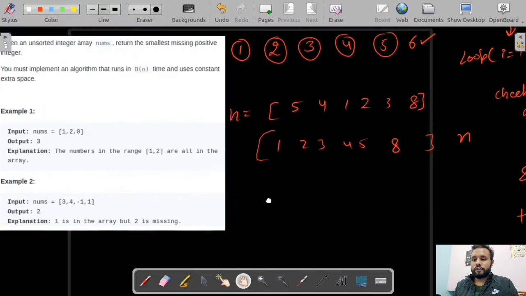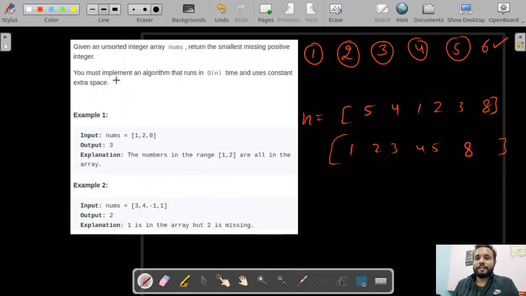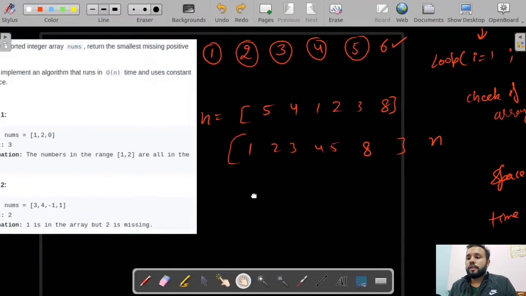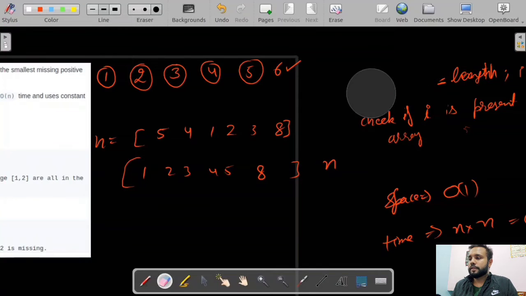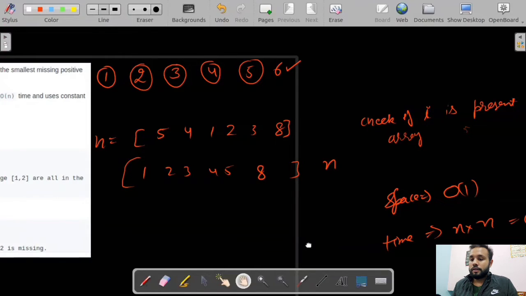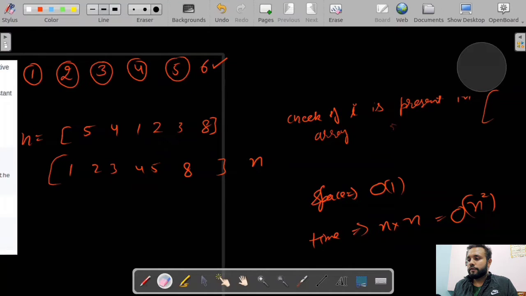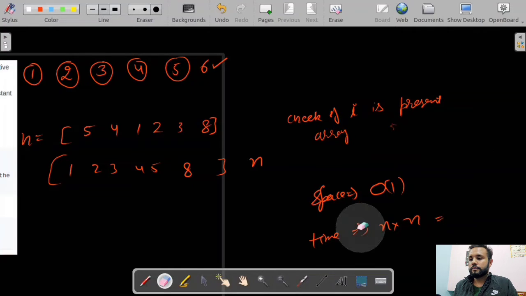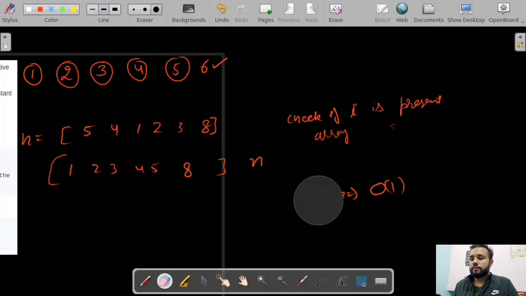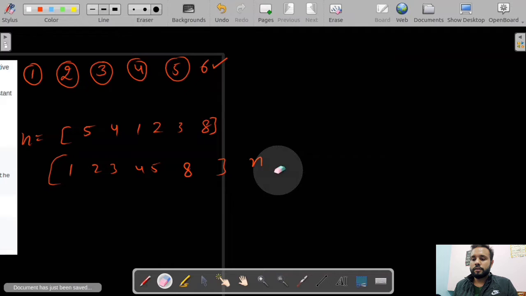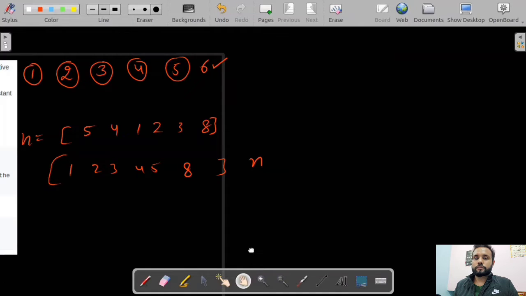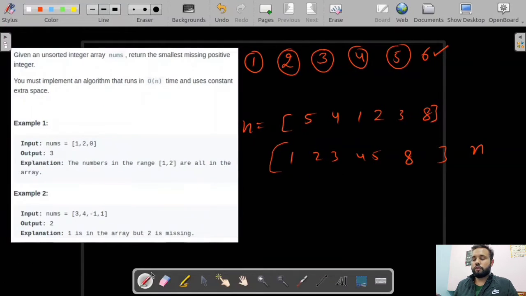But obviously we are not going to use this, because we are expected to solve this in O(n) time and O(1) constant extra space. So let's discard this algorithm because it takes a lot of time. I think there is some lag in this software. Okay, so let's try to optimize this.